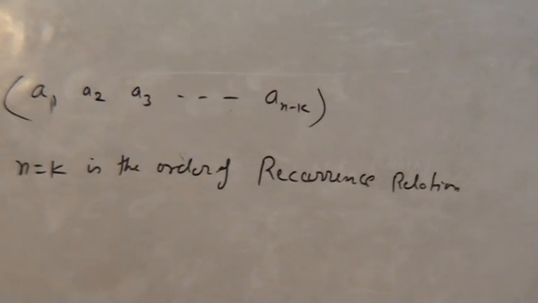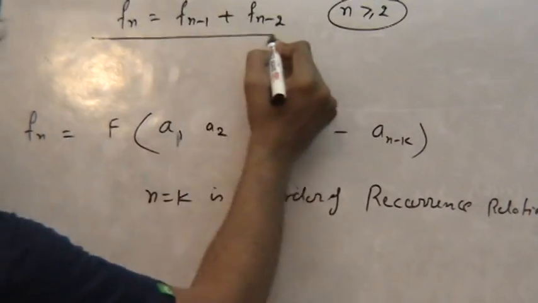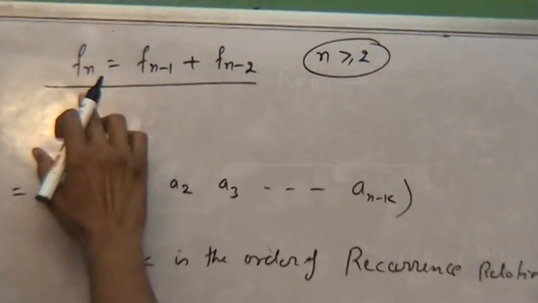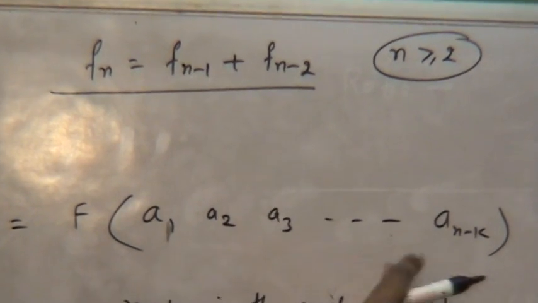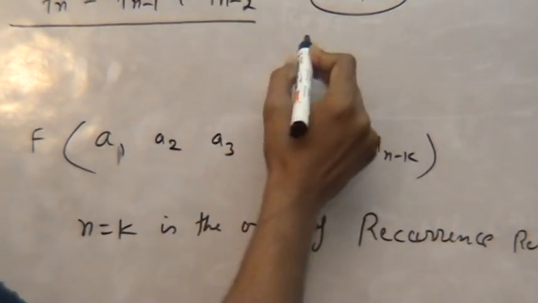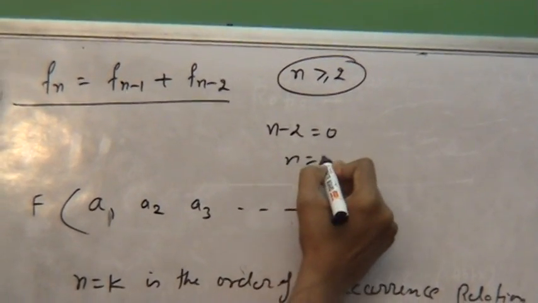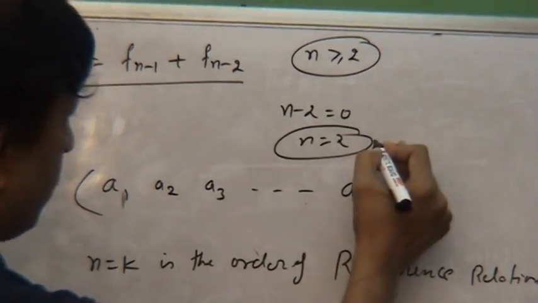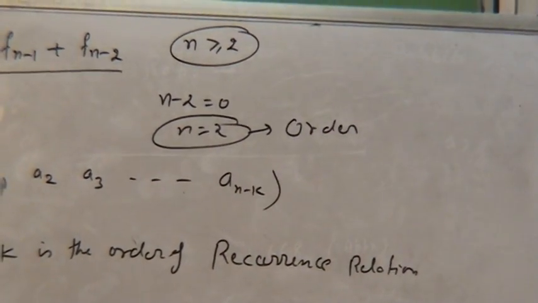In a practical problem we can find it very easily. Let us see, here is the Fibonacci recurrence relation. Here n minus 1 and n minus 2. We take n minus k, put n minus 2 equal to 0, then n is equal to 2. N is equal to 2 gives the order of the recurrence relation.